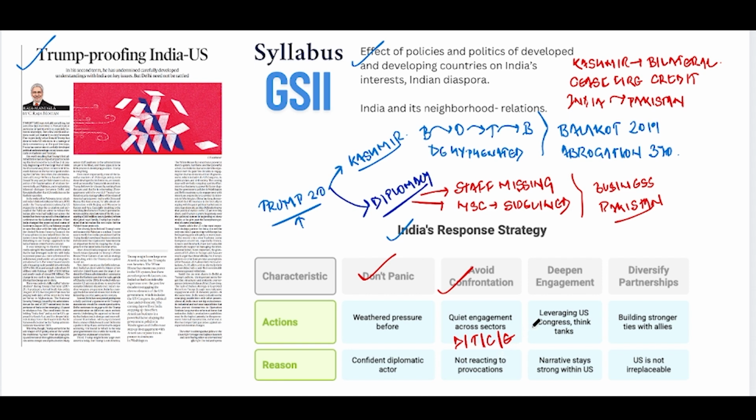At the same time, the author wants us to realize that Trump may control the White House, but America is not just the White House. America and the American state is way beyond that. For example, you have states. America is a federation, so states are very powerful. You have Congress, which is not controlled by Trump. Then you have think tanks, which are not controlled by Trump. Then you have American corporations, which India can engage, which can set a strong narrative in favor of India in US domestic politics.